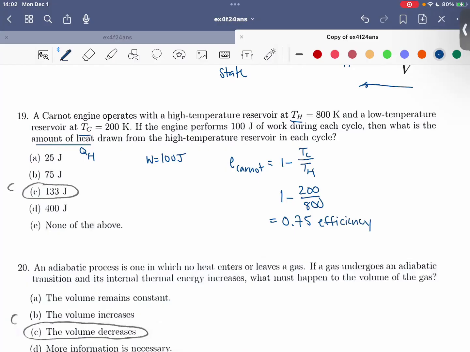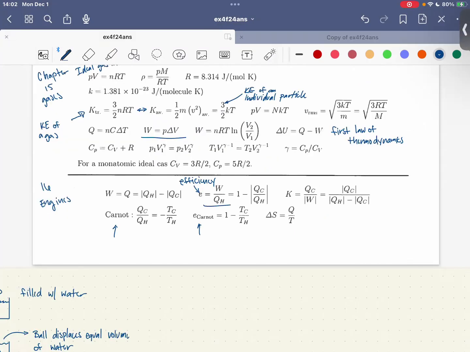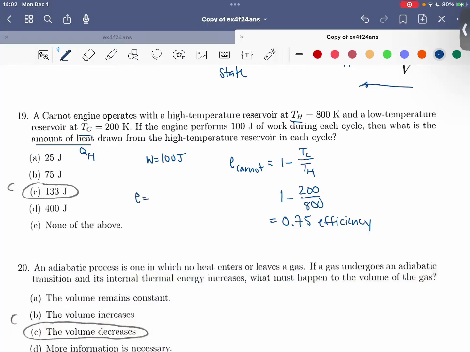Okay, and then we'll use this equation. E is W over QH, so 0.75 is equal to 100 joules over QH. And when you solve, you get 133 joules.